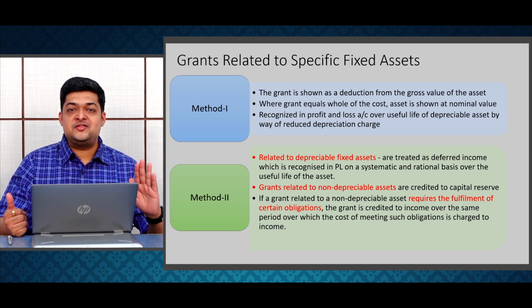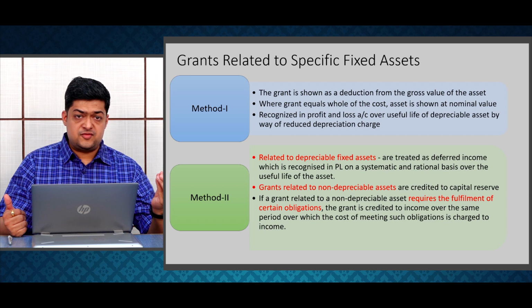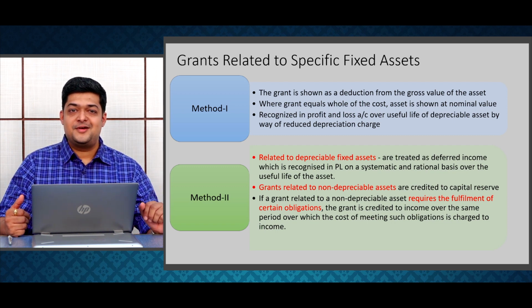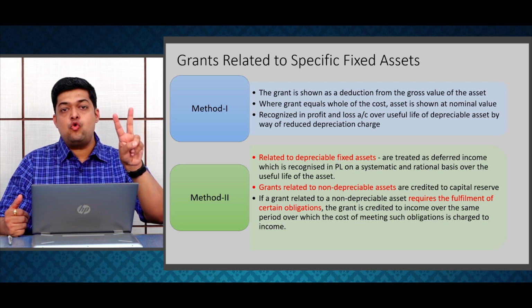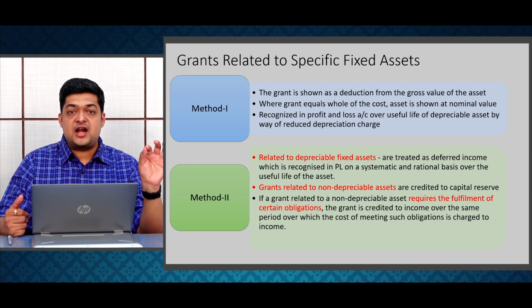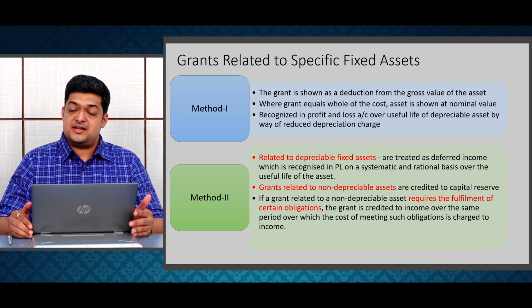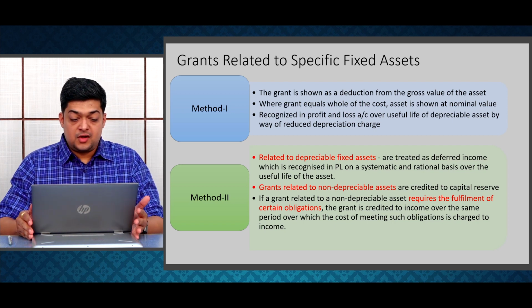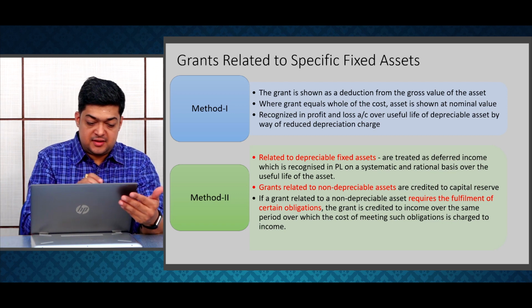Now how to recognize this grant, which may be for any asset, which may be for acquisition of land, which may be for acquisition of plant and machinery, which may be for acquisition of building. So how to account for that? There are two ways of accounting. There are two methods of accounting grant for specific fixed assets. Let us understand these two methods. Method 1. Let us first see method 1.